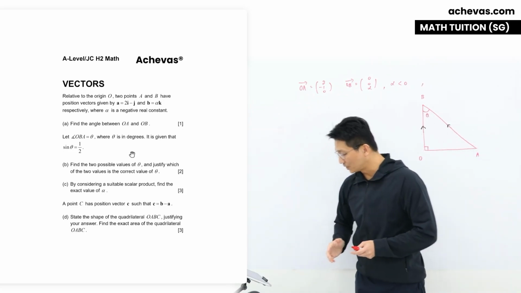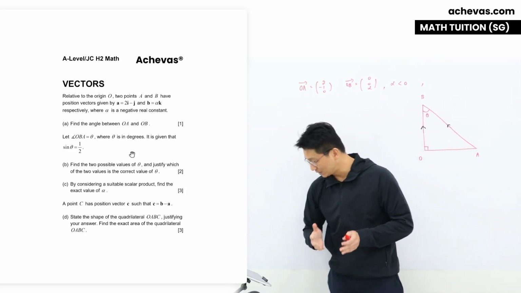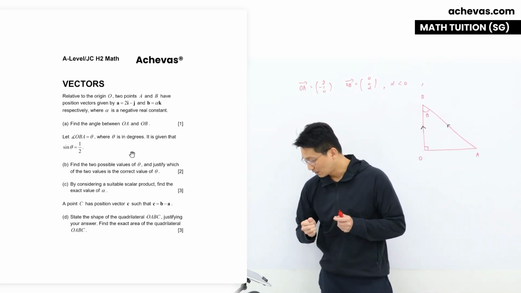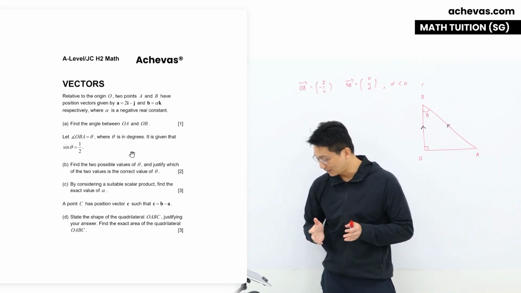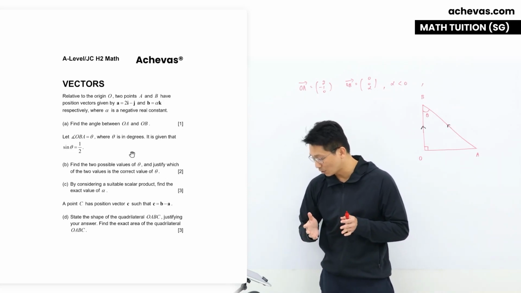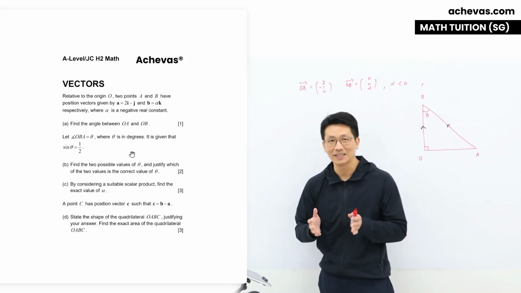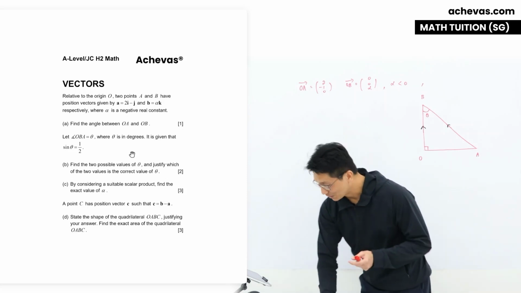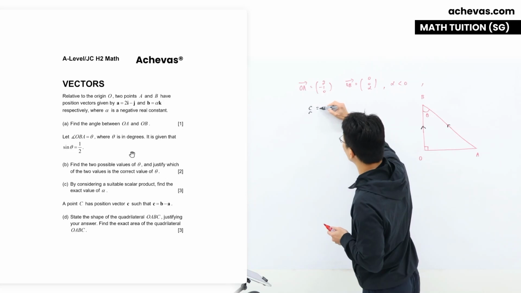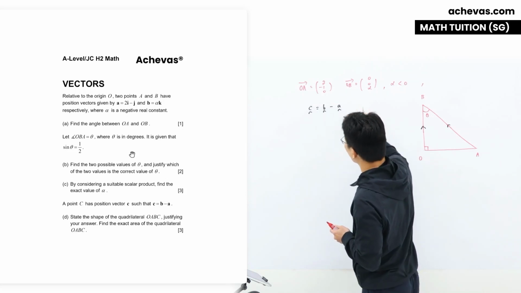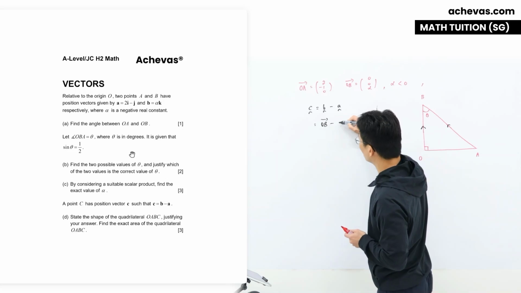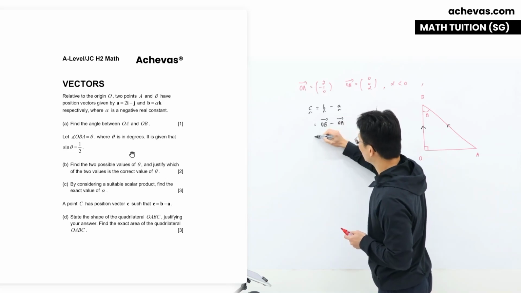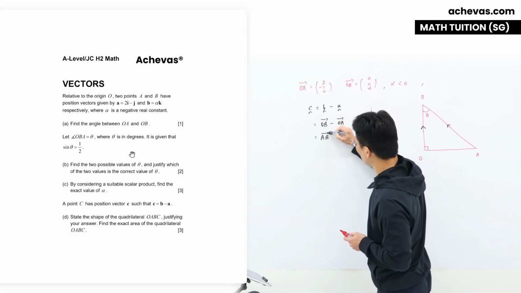In our last part of this question, we are given a point C which has a position vector C equal to B minus A. And part D asks us to state the shape of the quadrilateral OABC, justifying our answer. We have C equal to B minus A. I can in fact rewrite this to be OB minus OA, which is the same as AB.